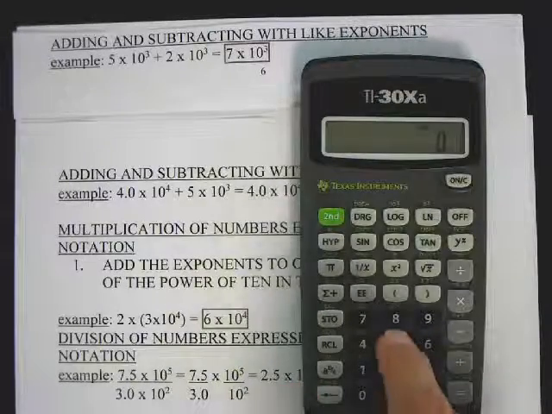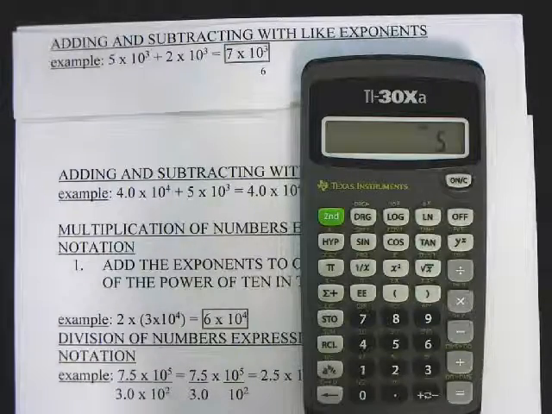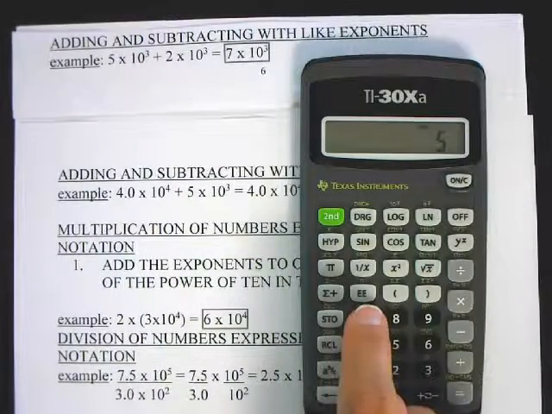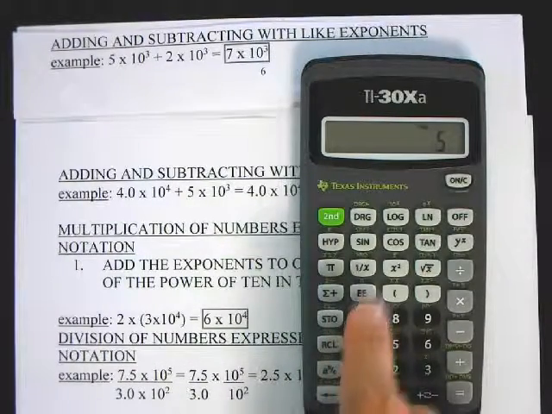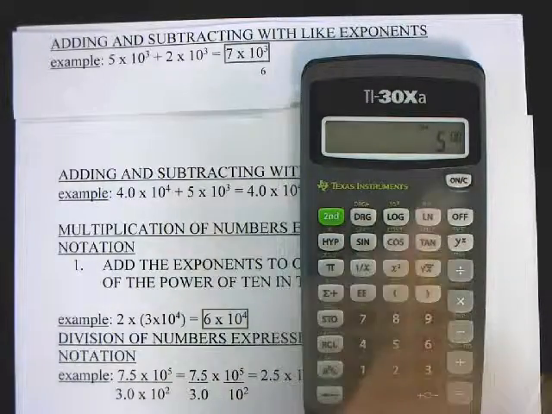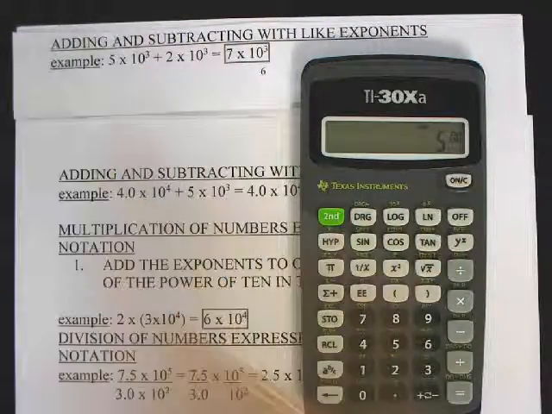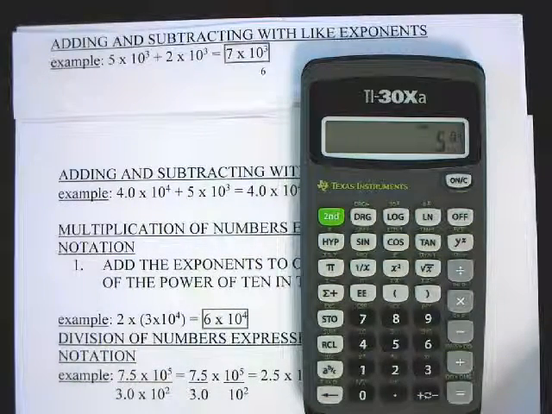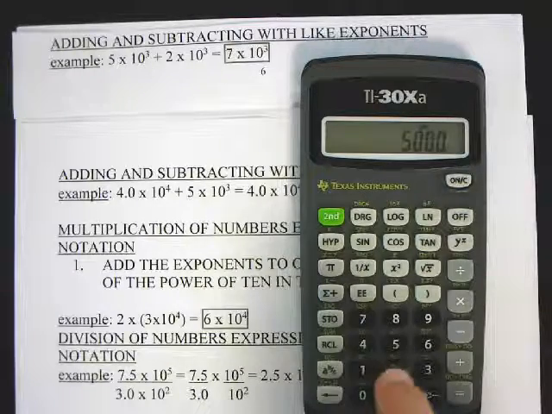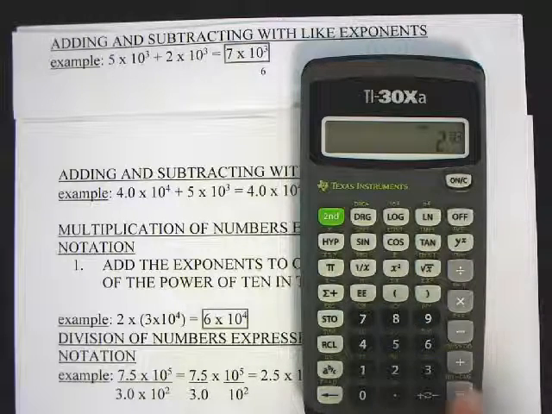So we're going to say 5, and then we don't press 10 to the something, because then our answer is going to be off. In order to have an exponent, if you look at the calculator, see where it says EE? That means exponent. So now when you press that, you see how the little numbers are smaller? Okay? So that tells me it's now 5 times 10 to some power. So the first one is 3. So that's 5 times 10 to the third. Then I'm going to press plus, and then 2EE3. And then I'm going to press the equal sign.